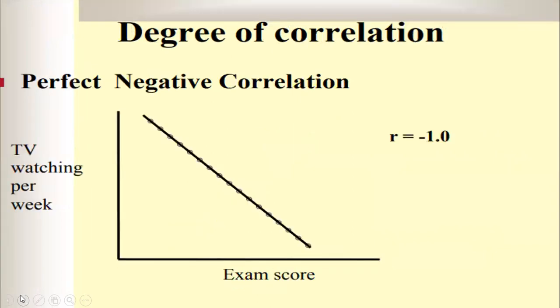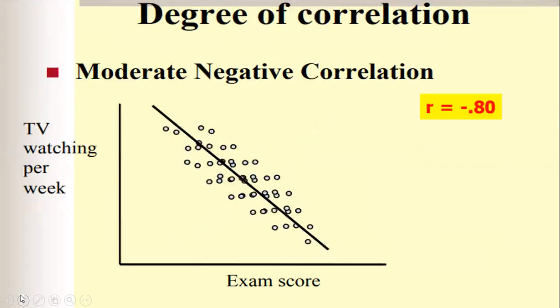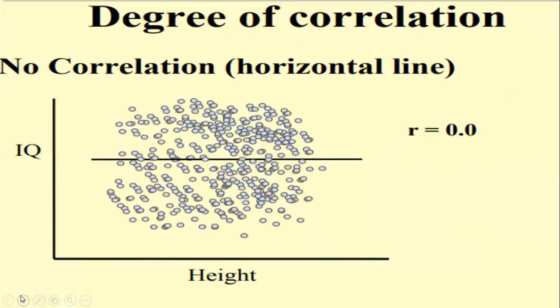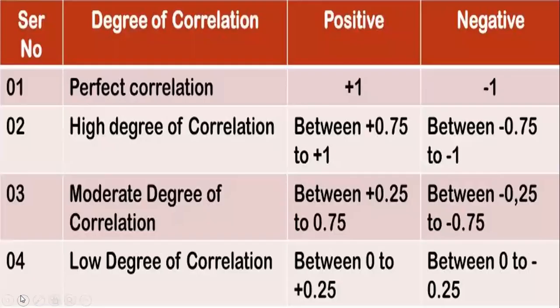And this is a perfect negative correlation, where the r value will be -1. Moderate negative correlation, here the r value will be -0.8. And if it is no correlation, then r is equal to 0.